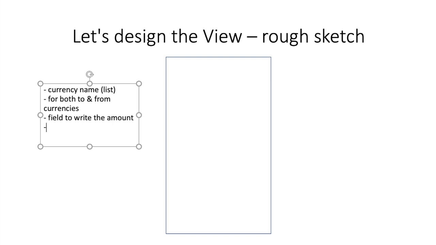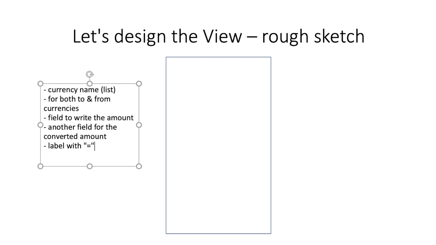A text field to write the amount. So this is the from amount, base amount. Okay, and next, a view for the result. So whatever it is. Okay, maybe a label with an equal to sign in between.